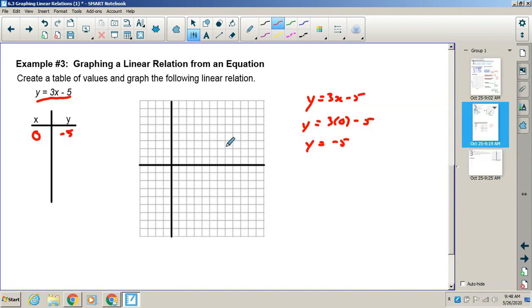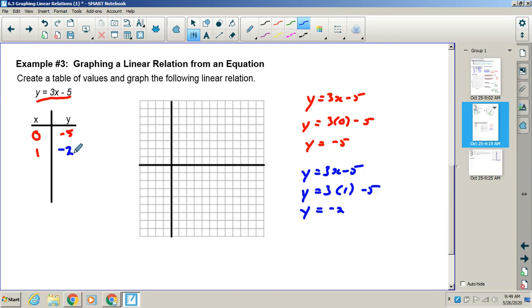Now I have an ordered pair that I can plot on this graph, and I do the same thing for some more values of x. What do I choose for x? Well, choose nice numbers. Don't choose 3.2 million or 375,354.214. Choose x is 0, x is 1, and I do the same process. So if I take my same equation, y equals 3x minus 5, and put in a value of 1 for x, 3 times 1 minus 5, and I figure out what my y value is. 3 times 1 is 3, minus 5, and we have negative 2.